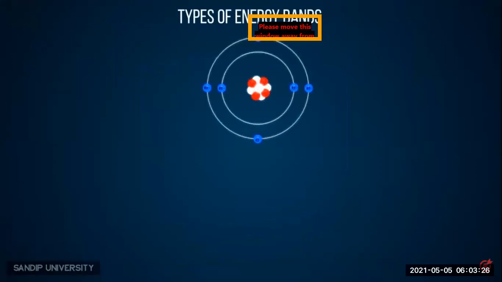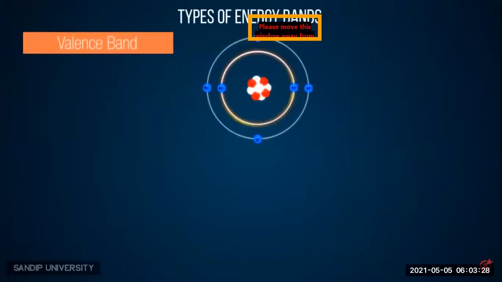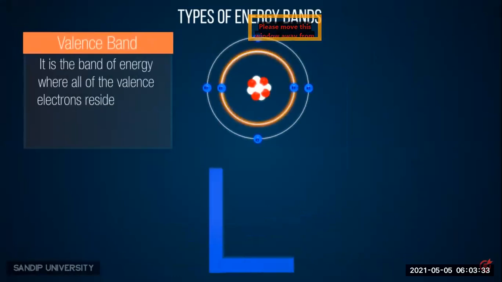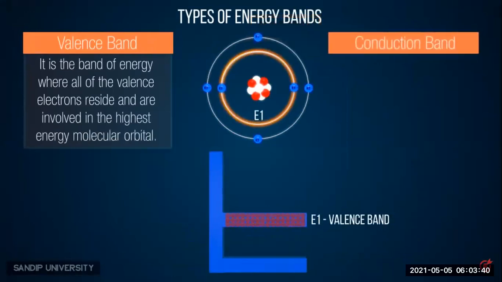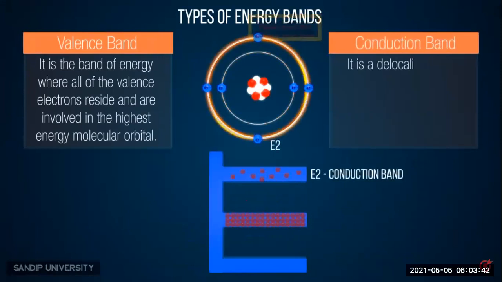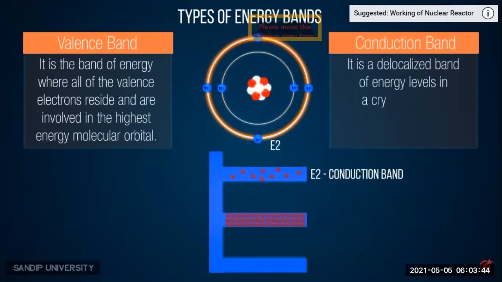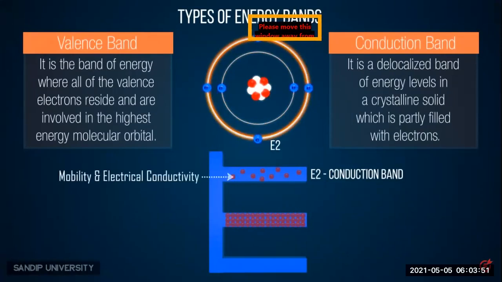Types of energy bands. Let's take a look at various types of energy bands. The first one is the valence band. It is the band of energy where all the valence electrons reside and are involved in the highest energy molecular orbital. And the second one is the conduction band. It is a delocalized band of energy levels in a crystalline solid which is partly filled with electrons. These have some great mobility and are responsible for electrical conductivity.